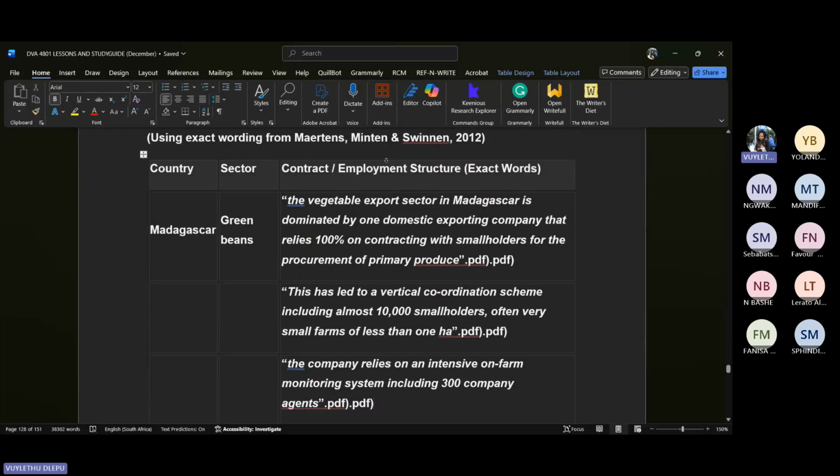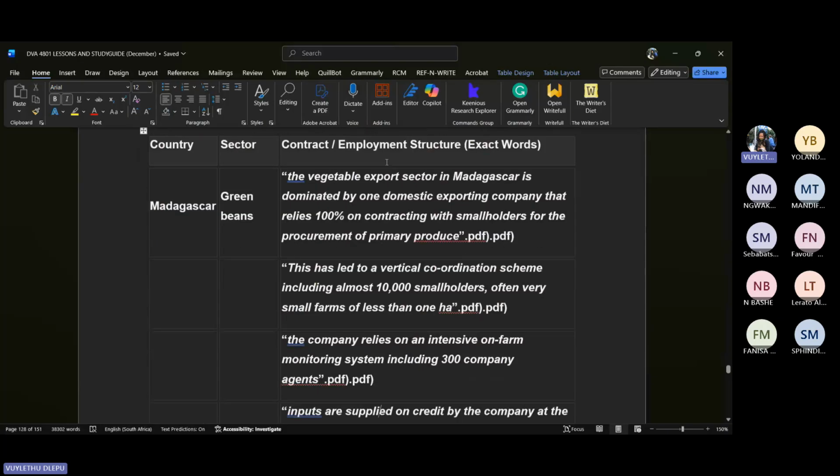The countries involved is Madagascar, and the sector is green beans. The contract or employment structure: the vegetable exports sector in Madagascar is dominated by one domestic exporting company that relies 100% on contracting with smallholders for the procurement of primary produce. It has led to a vertical coordination scheme, including almost 10,000 smallholders, often very small farms of less than 1 hectare.